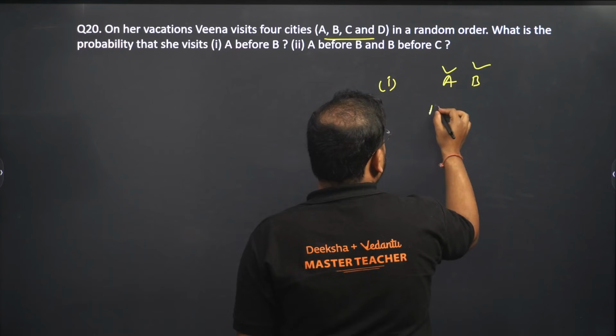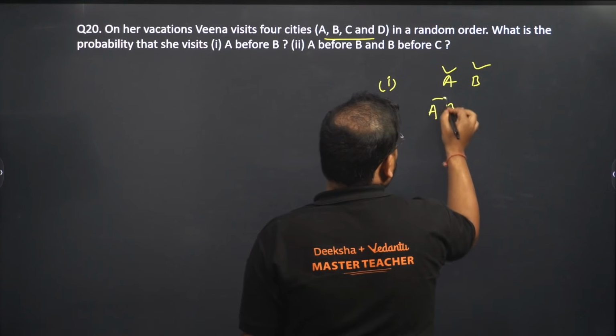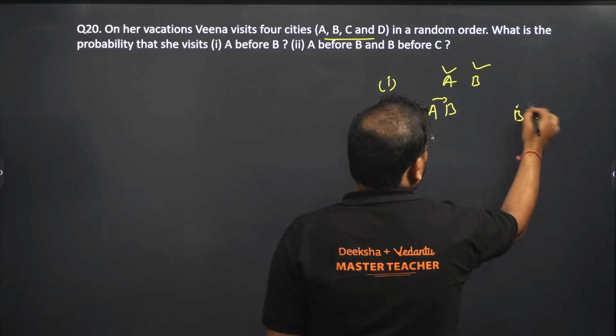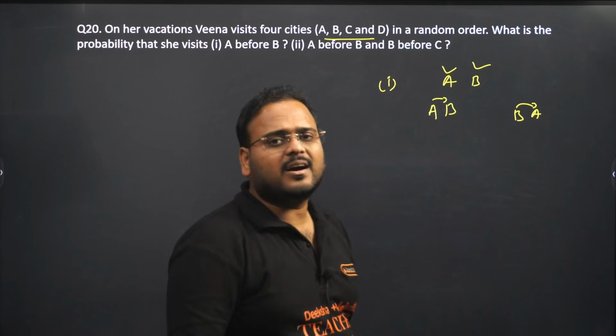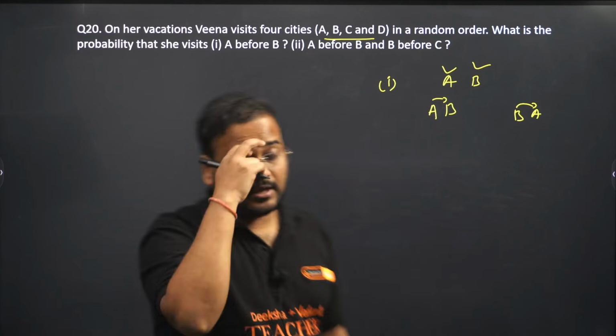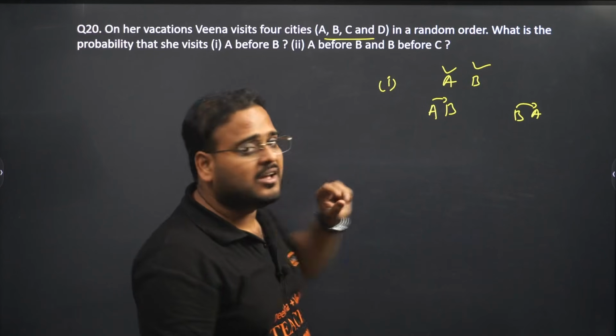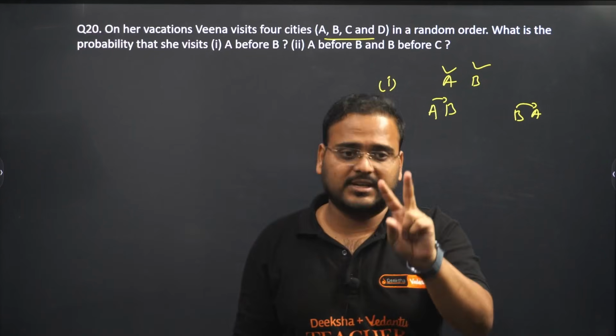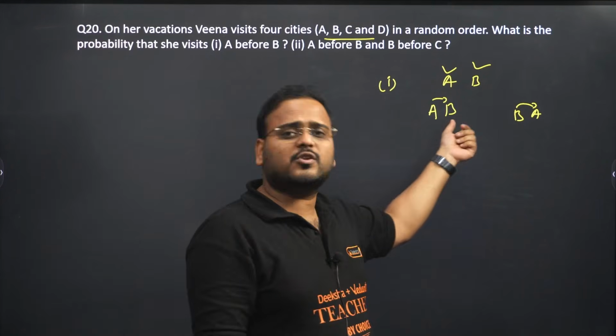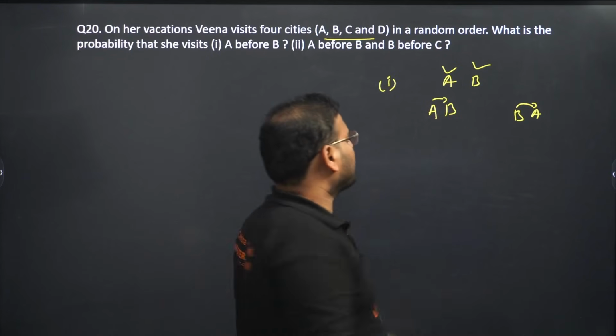So either she goes to A first, then goes to B, or she goes to B first, then goes to A. Correct? Yes, she is considering visiting 4 cities, but right now, in the first case, we have talked about only 2 cities. So either she can go to A first, or she can go to B first. So we have 2 total cases.